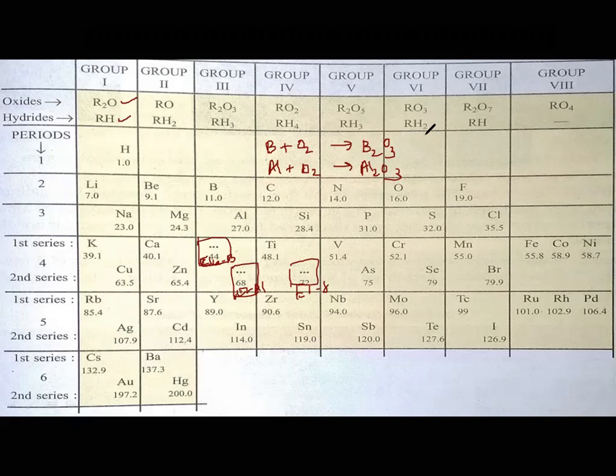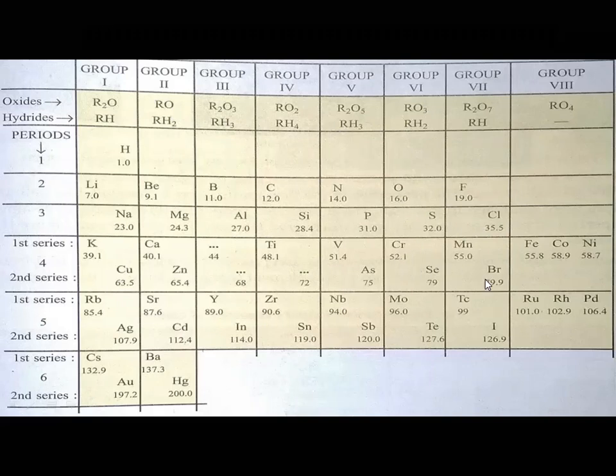Even hydrides, if you consider, for example, this hydride. Beryllium, magnesium combines with hydrogen and it forms a hydride of type MgH2. So these are the oxides and hydrides of different groups. So this is Mendeleev's periodic table.